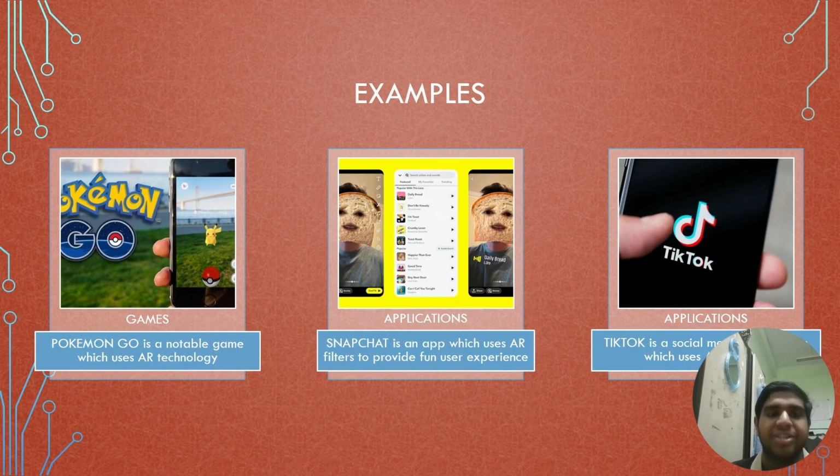Here are some examples of the usage of AR in apps and games. In games, Pokemon Go is a notable game which uses AR technology. We have applications where Snapchat is an app which uses AR to provide a fun user experience, and lastly TikTok, which is a social media application which uses AR in their filters.